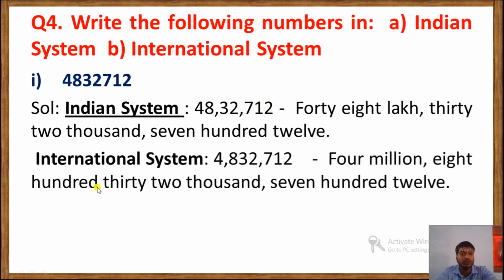Now according to international system. So ones, tens, 100, comma, 1,000, 10,000, 100,000, comma, and million. Okay, so this will be 4,832,000, 712. Clear? So this is how we can write.